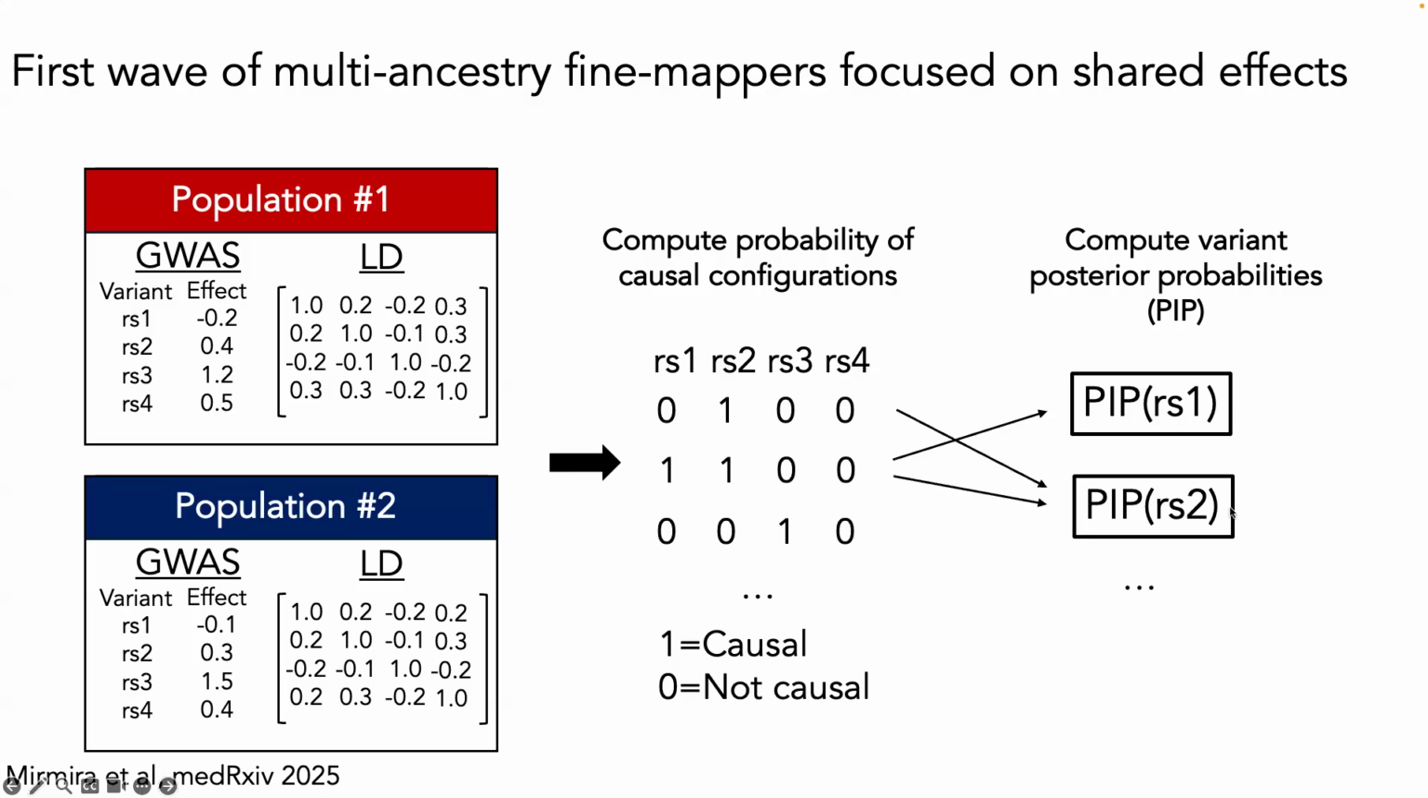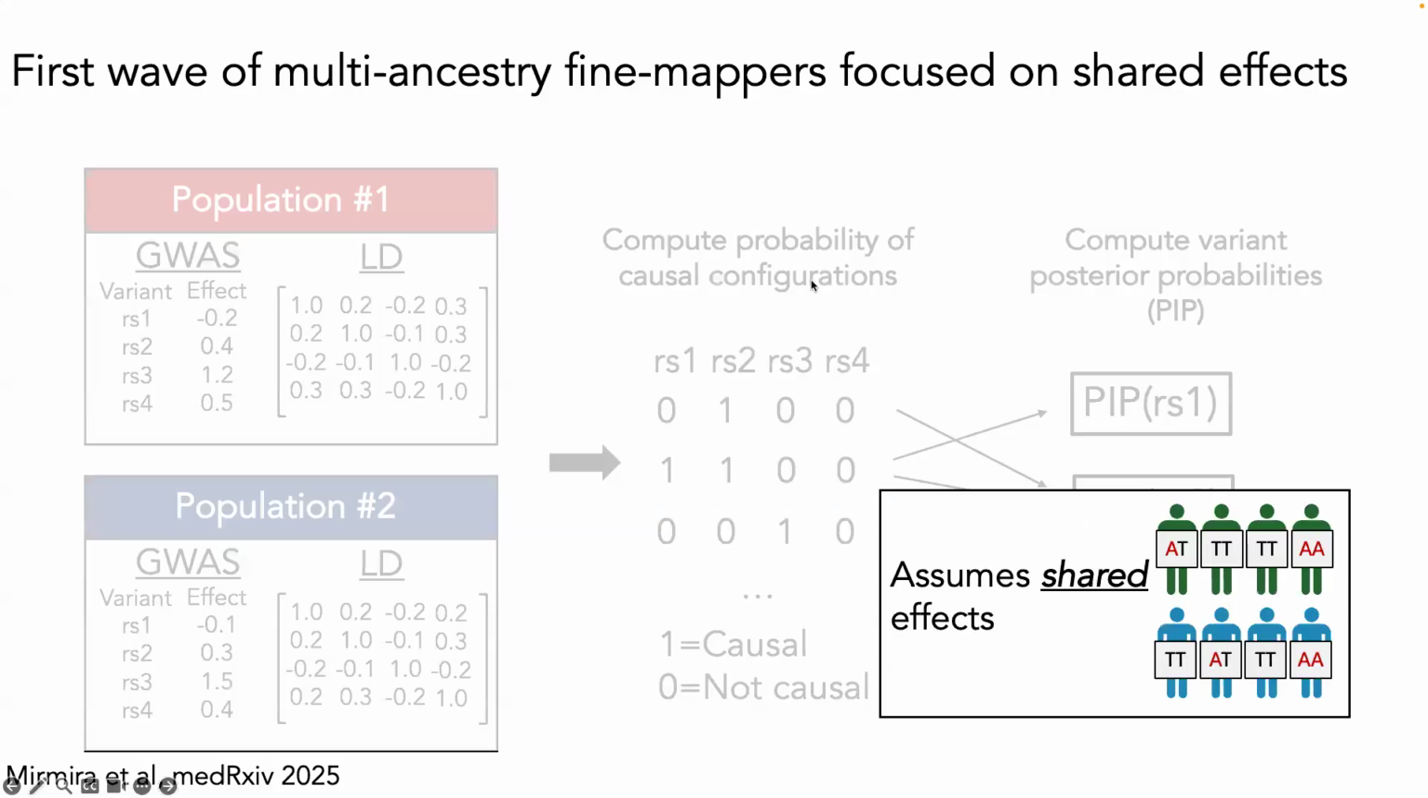And this works really great for breaking down that LD that can be different between different populations. But this kind of framework, by definition, is looking for shared effects. We only had one causal configuration. It just had a 0 or 1 for each of the possible variants as being causal or not causal. And we really want to know about effects that are ancestry specific versus shared. So we realized we wanted to extend this a little bit to try and get at that.